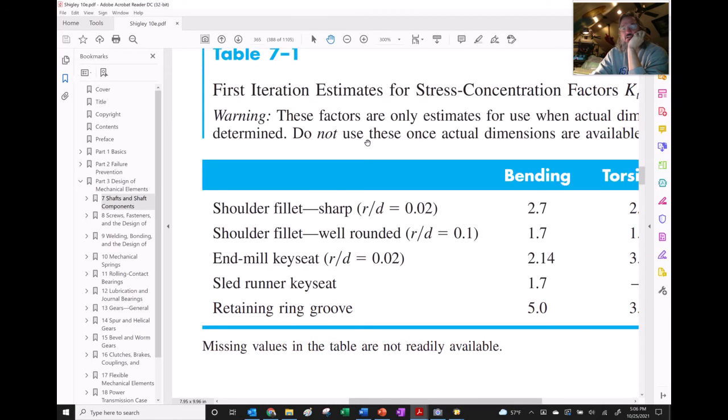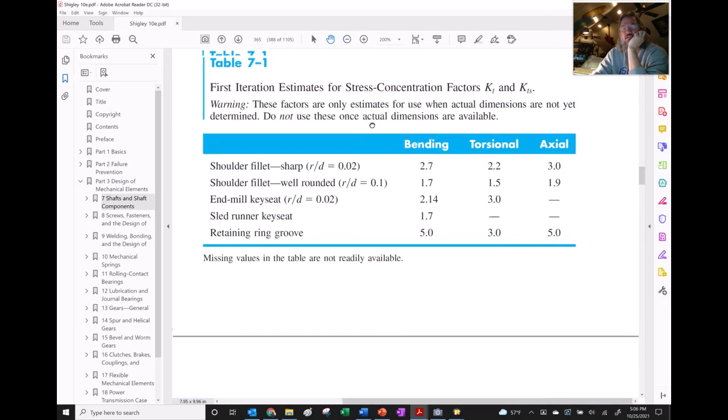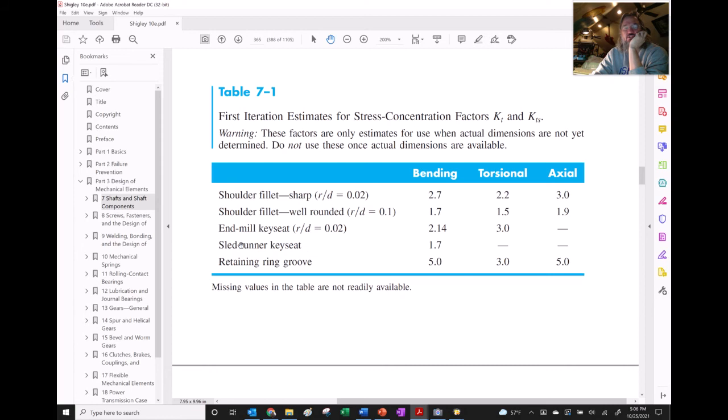All right, so here are the torsion and bending stress concentrations for an end mill key seat, right there, of 2.14 in bending and 3.0 in torsion. So we're just going to go ahead and use those. Missing values not readily available.